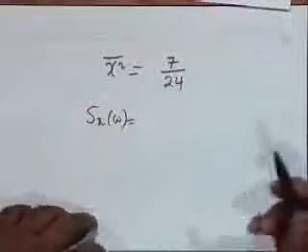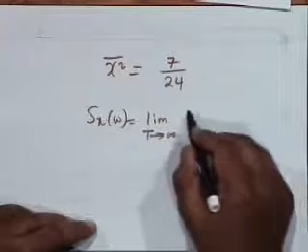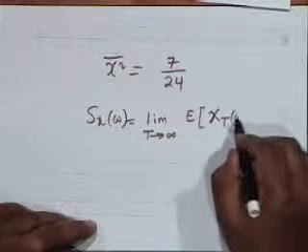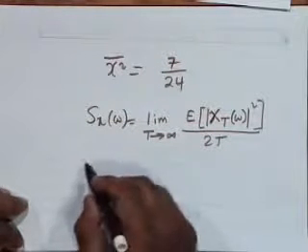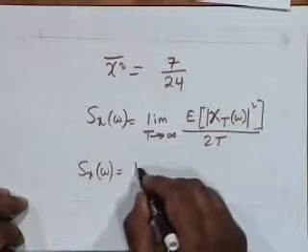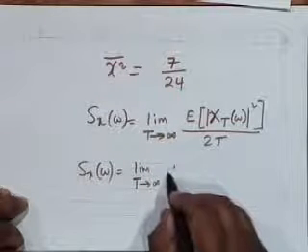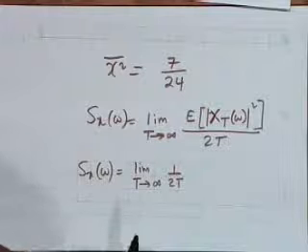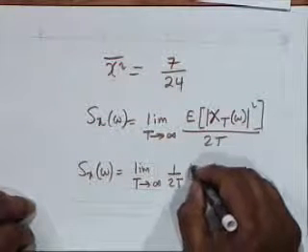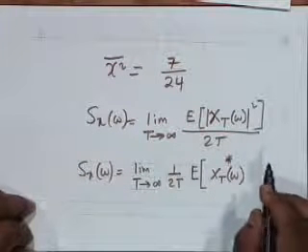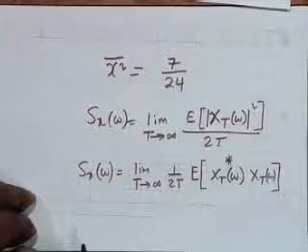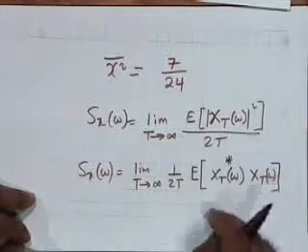Now we look at this function again, that is s x of omega. By definition, it is limit t tends to infinity, expected value of capital X t omega mod squared divided by 2t, which I can write as s x of omega limit t tends to infinity. Bear with me, it would be a longish kind of derivation and you must follow these steps. I write this as expected value of x t omega star times x t omega. Is that okay? Mod square is the quantity multiplied by its complex conjugate.